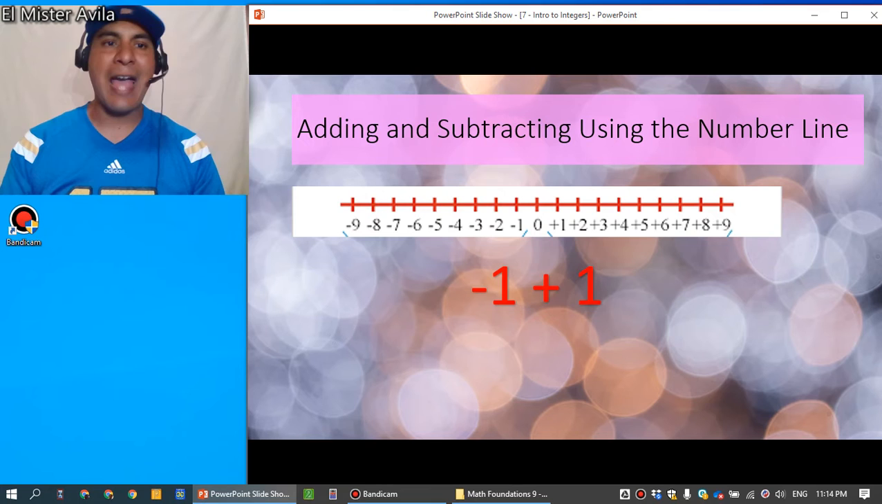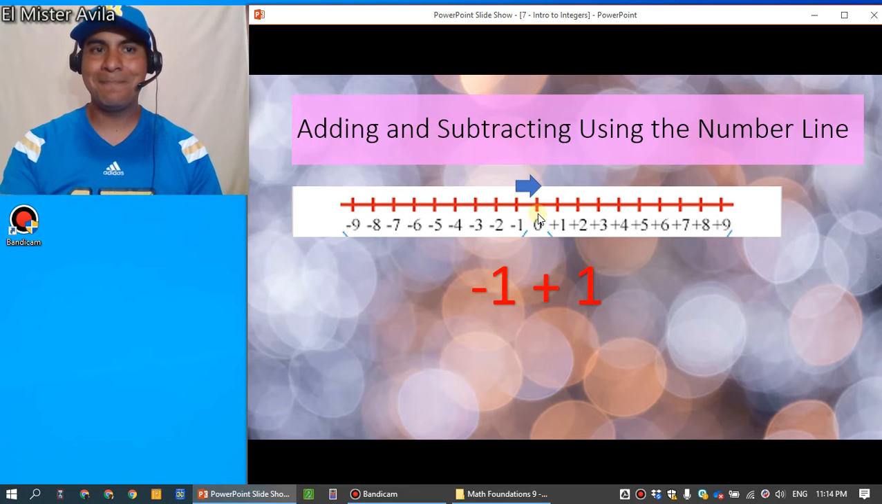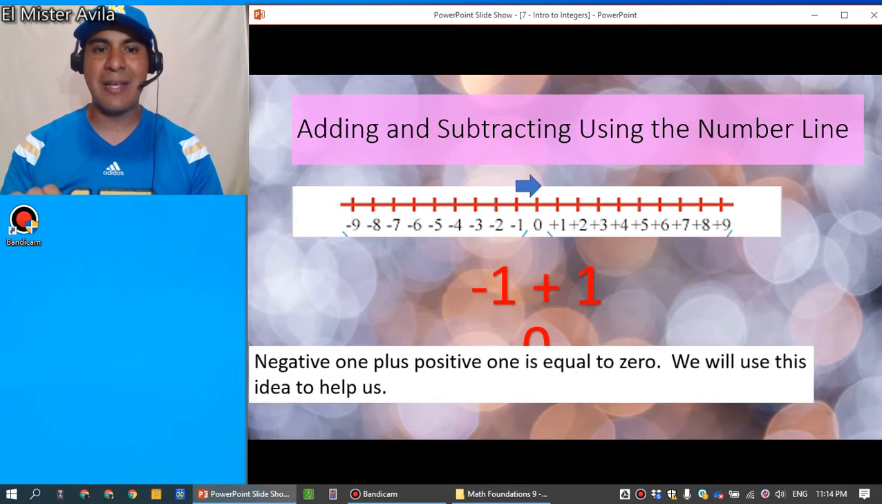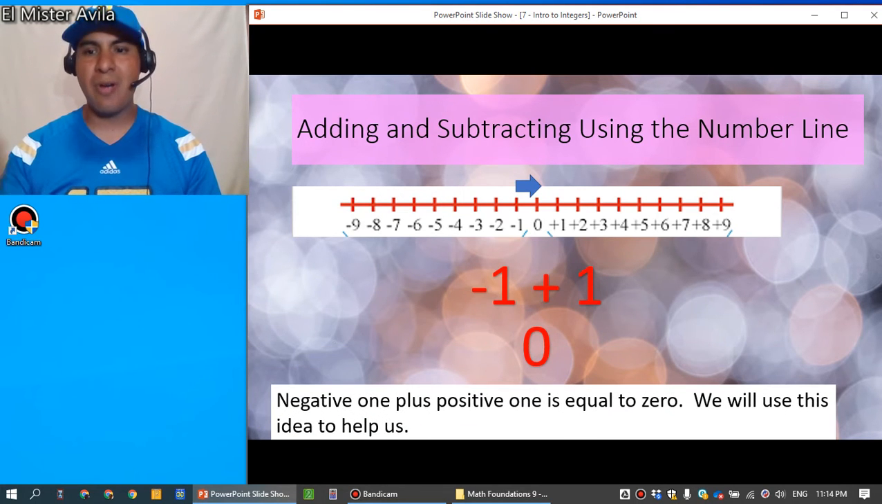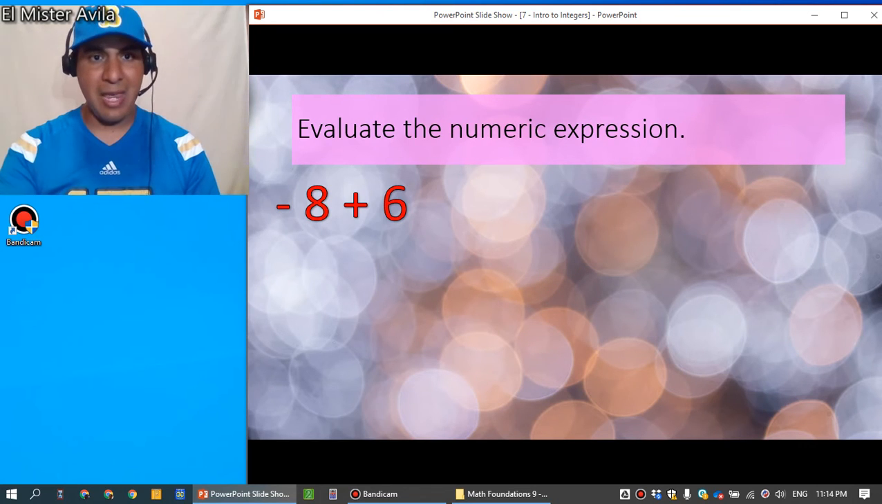What do we get if we add negative 1 plus 1? So we start at negative 1 and we add 1 to it. Where do we get? 0. Well, this is interesting. Negative 1 plus 1 is 0, and we're going to use this idea. Negative 1 plus 1 is equal to 0 always. So we're going to use this idea to help us out with being able to do something like this.